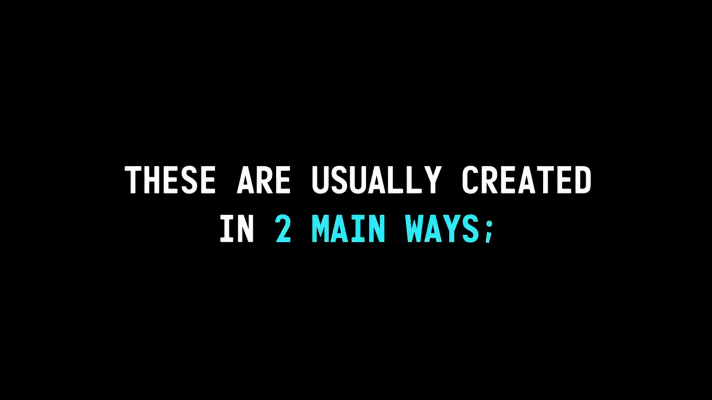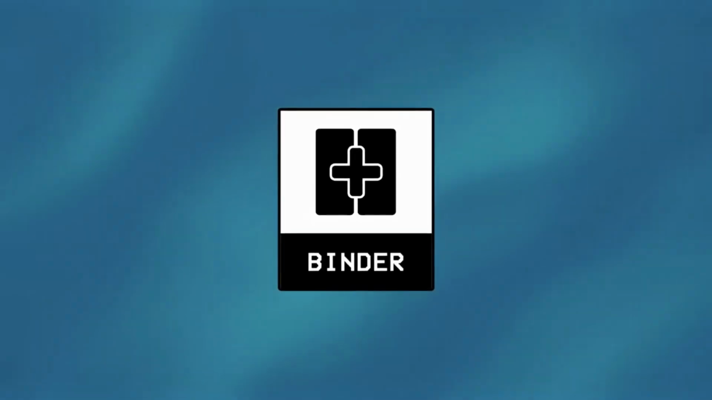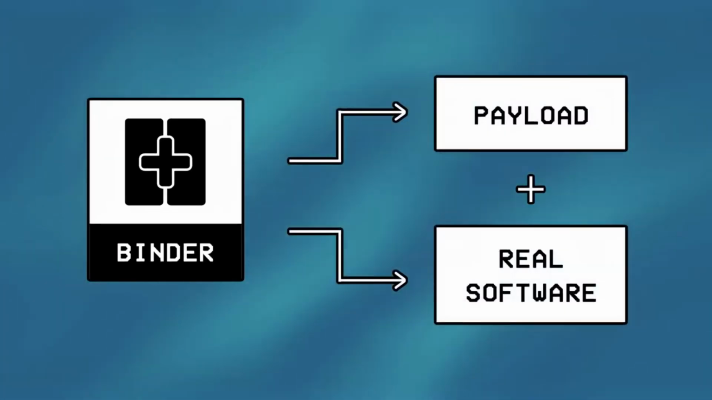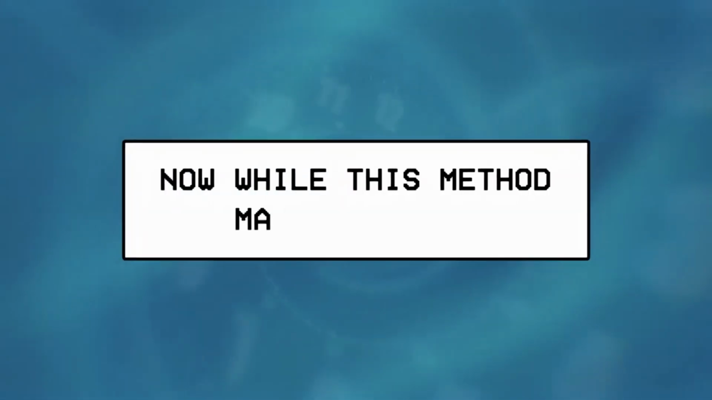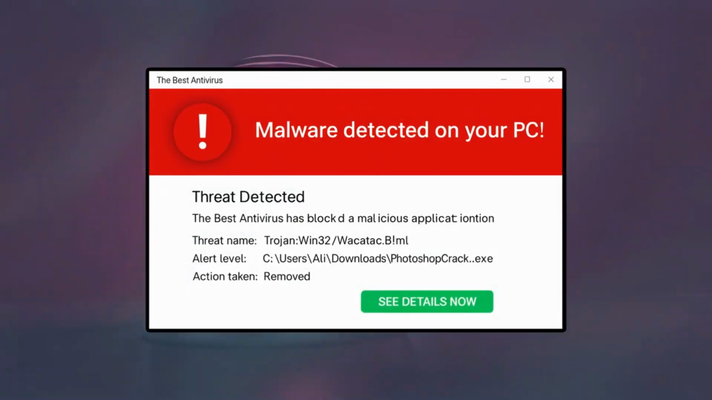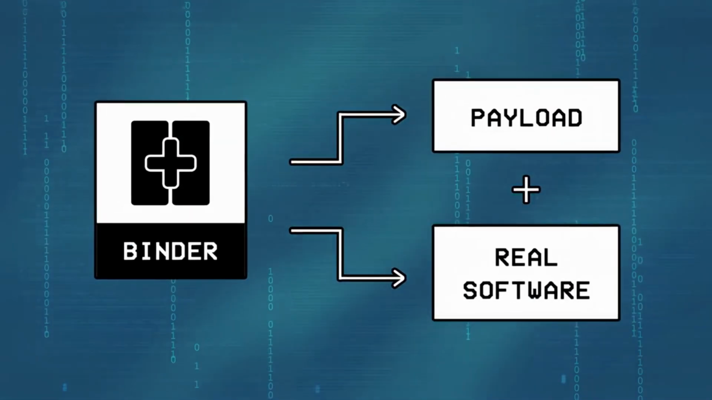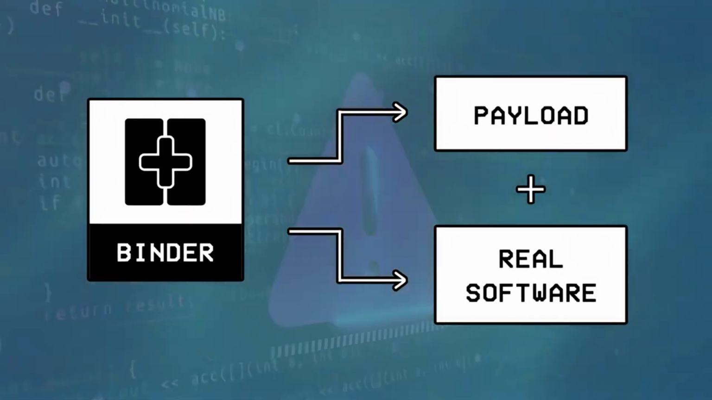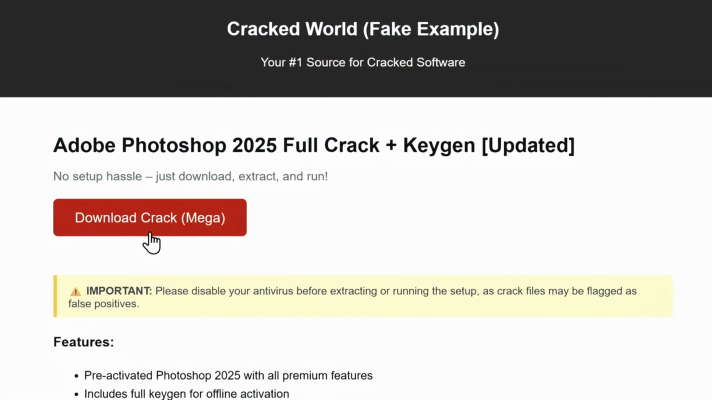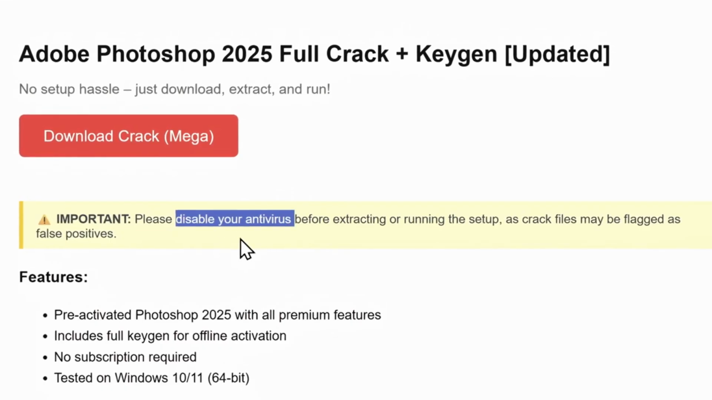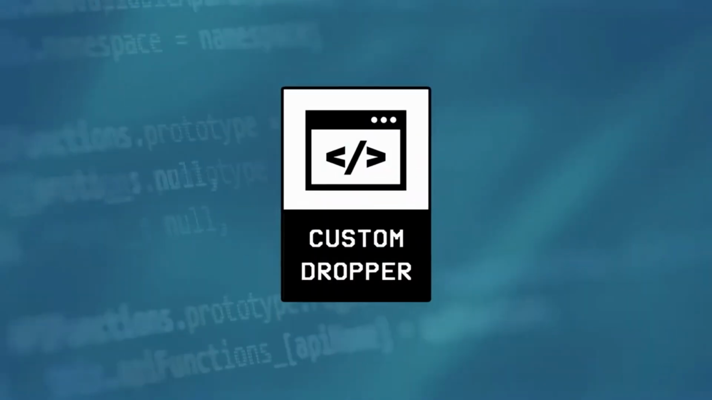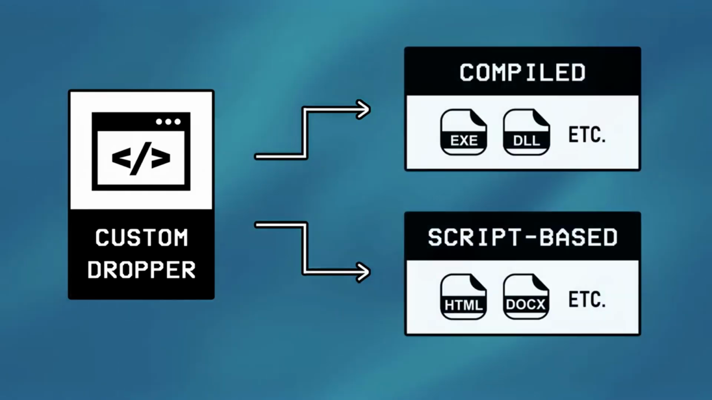These are usually created in two main ways. The first one is using a tool called a binder, which bundles a payload with a legitimate software, and disguises it to trick the user into running it on their computer. Now, while this method may be quick, it's easily detected by antivirus systems. That's because the way most binders attach files is already well known and easy to spot. But since hackers often disguise their malware as keygens or software crackers, they simply tell users to disable their antivirus systems themselves. The second way is writing a custom dropper from scratch, and these can either be compiled or script-based.